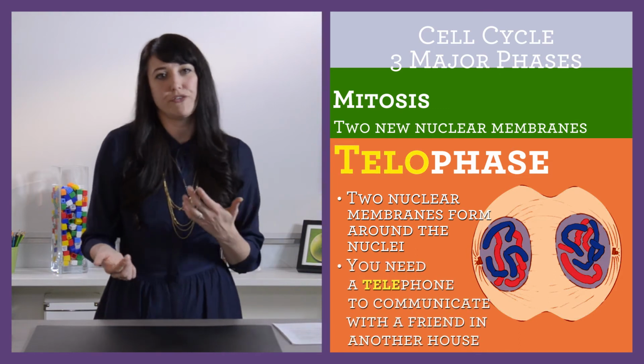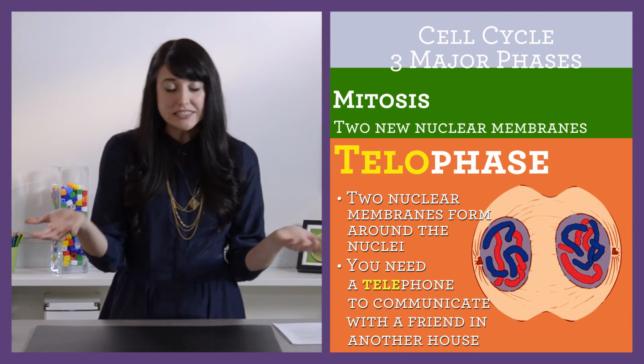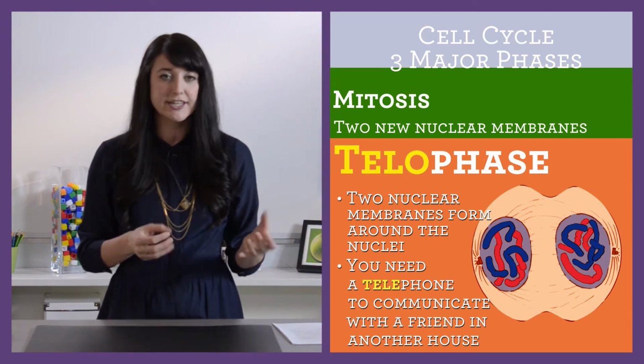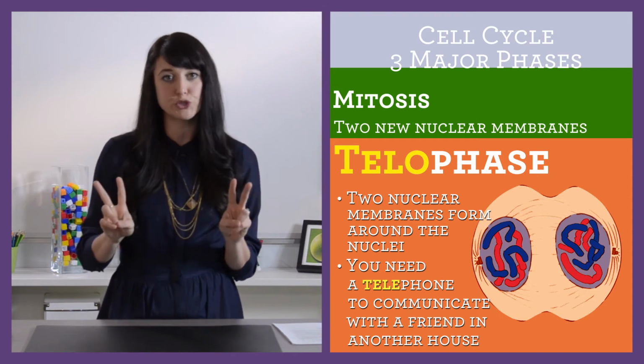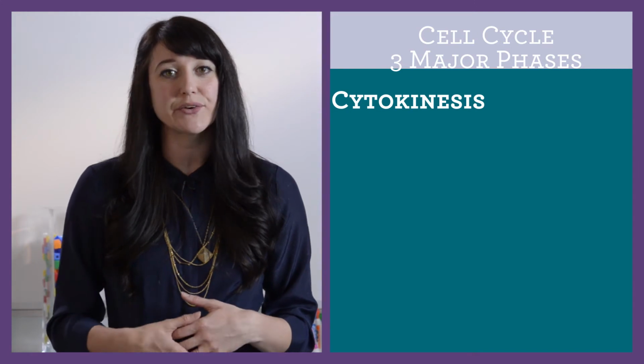Also think about if you and your friend are in different houses. How are you going to communicate? Well, you'll use a telephone. So telephone kind of sounds like telophase. Telophase, telephone, 2 nuclei. The last stage of the cell cycle is cytokinesis.